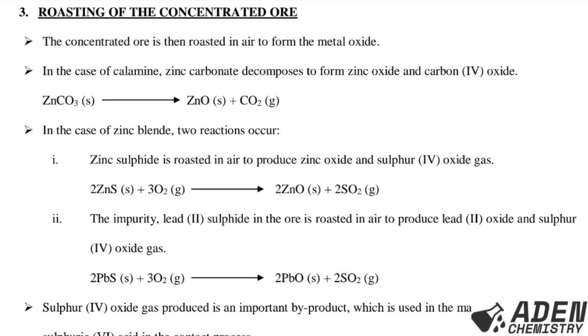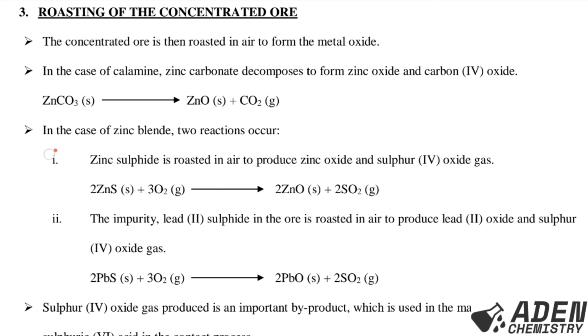In the case of calamine, zinc carbonate decomposes to form zinc oxide and carbon dioxide, and the equation for that reaction will be zinc carbonate solid being heated or roasted in air, forming zinc oxide and also carbon dioxide gas. And remember, when a carbonate is heated, we get metal oxide and carbon dioxide as the only products. In the case of zinc blende, we are told two reactions occur.